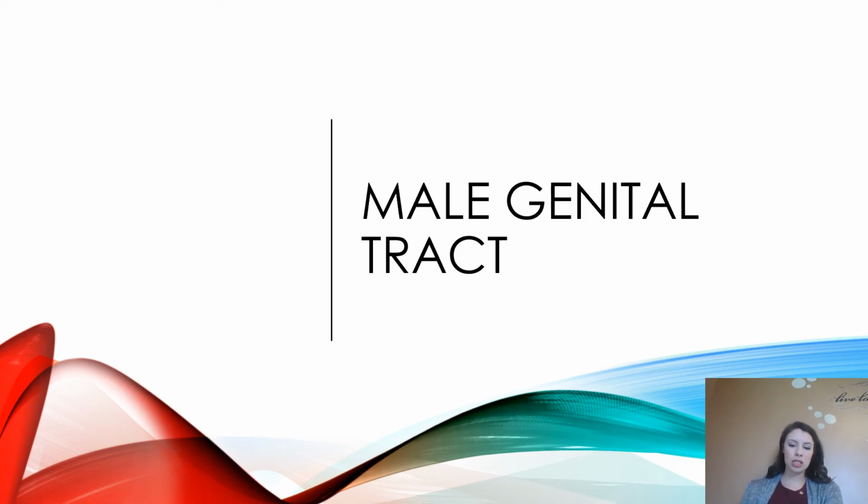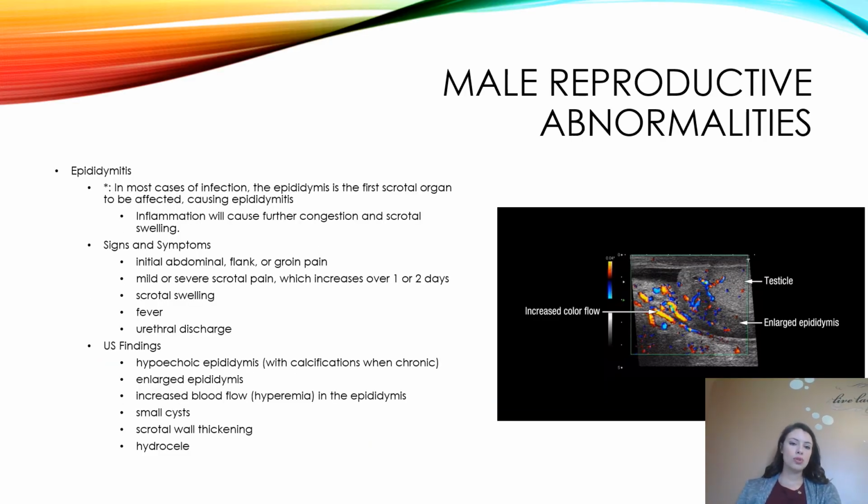Lastly, the male genitalia tract. So the first abnormality could be epididymitis, and in most cases, it's a cause of infection. And the epididymis is the first scrotal organ to be affected, causing the epididymitis. The inflammation will cause further congestion and scrotal swelling if not treated.